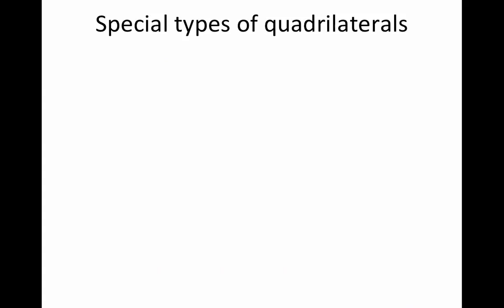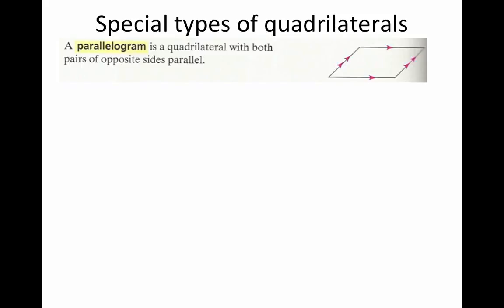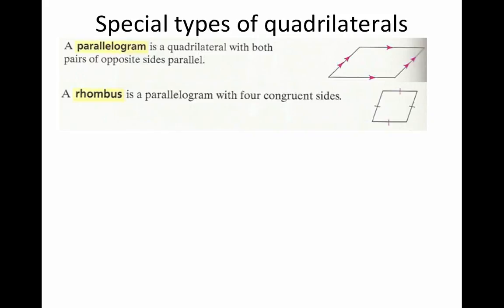The final thing I want to do is talk about special types of quadrilaterals and how to define them. So the first is a parallelogram. That is a quadrilateral with both pairs of opposite sides parallel. And you can see that in the diagram there, that the opposite sides are parallel to each other. A rhombus is a parallelogram, but it's a special kind of parallelogram that all four sides are the same length. All four sides are congruent.